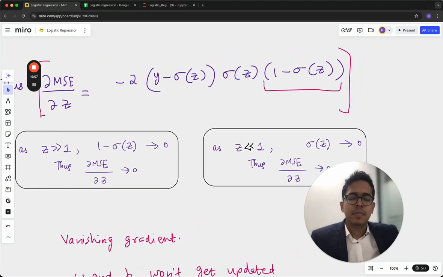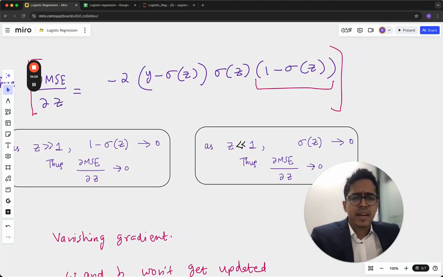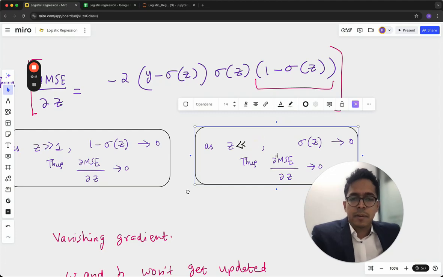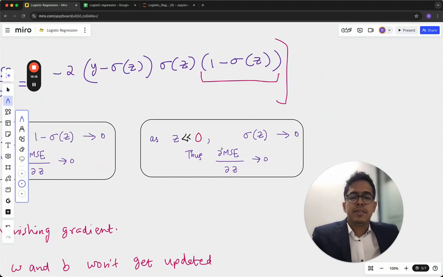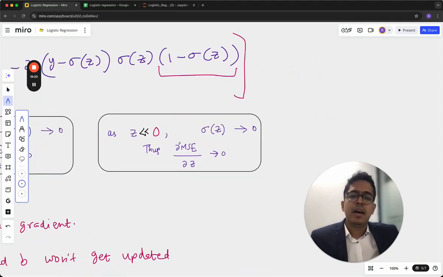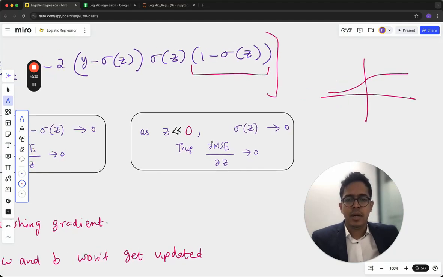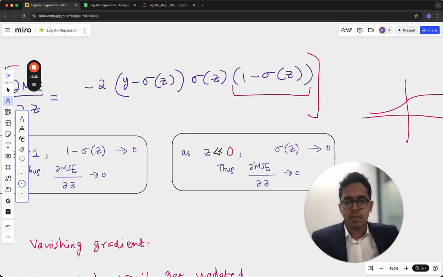Similarly, if z is much less than 0, which means negative, let me just draw here. If z is much less than 0, then the sigmoid function, because the sigmoid function is like this, right? If z is much less than 0, which is negative, then sigma of z will tend to be 0, because the y-axis value will be close to 0, which means, again, dou MSE by dou z will tend to 0. Why? Because this guy will tend to be 0.